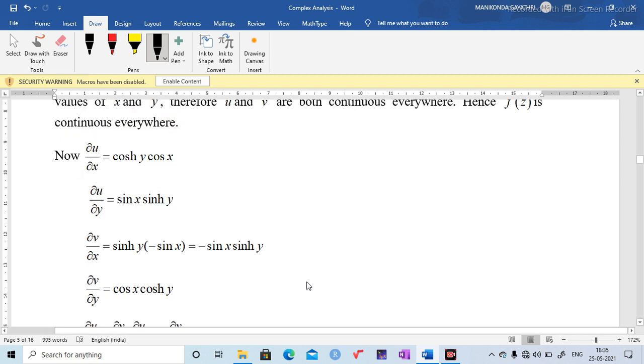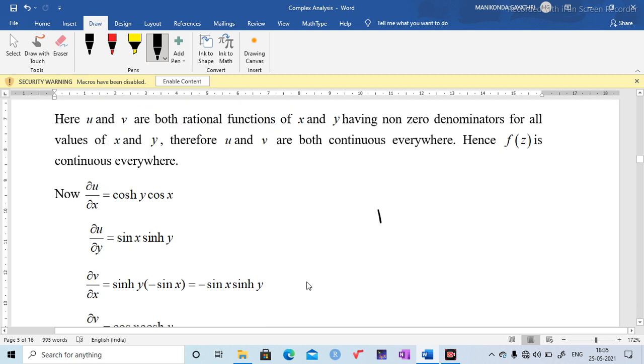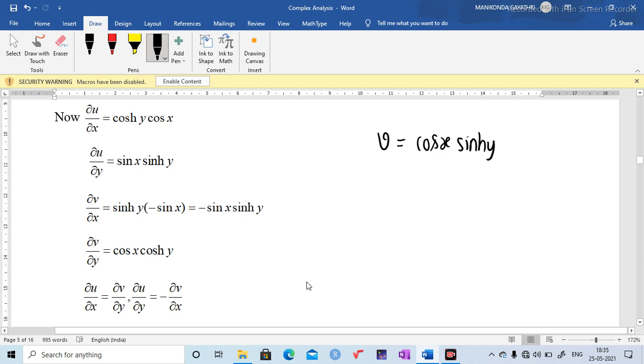Next v, here v is cos x sin hy. With respect to x, sin hy is constant, and the differentiation of cos x is minus sin x. So, rearranging, you are going to get minus sin x sin hy. Partial differentiation with respect to y: cos x is constant, and the differentiation of sin hy is cos hy.